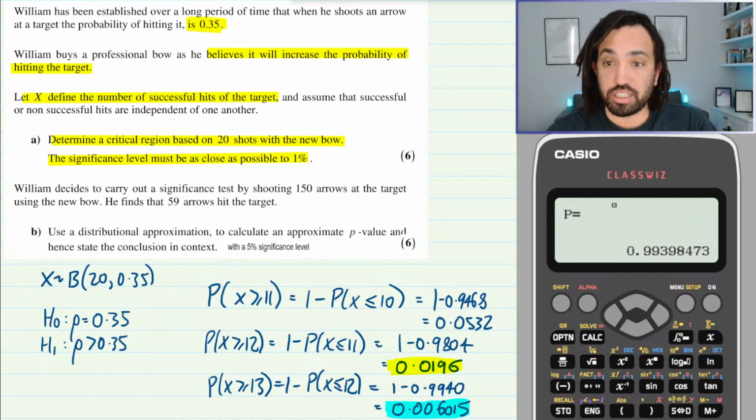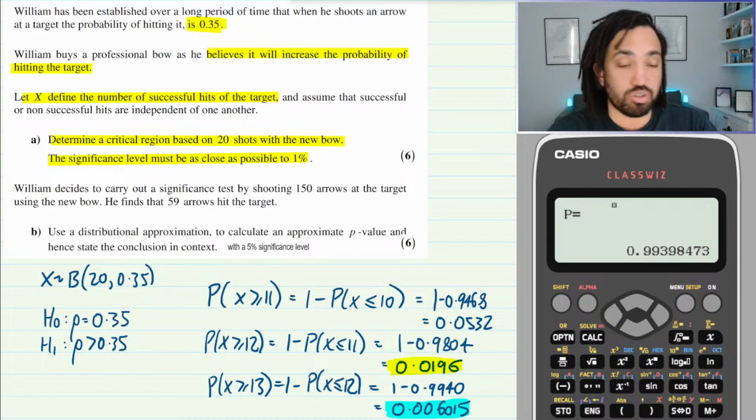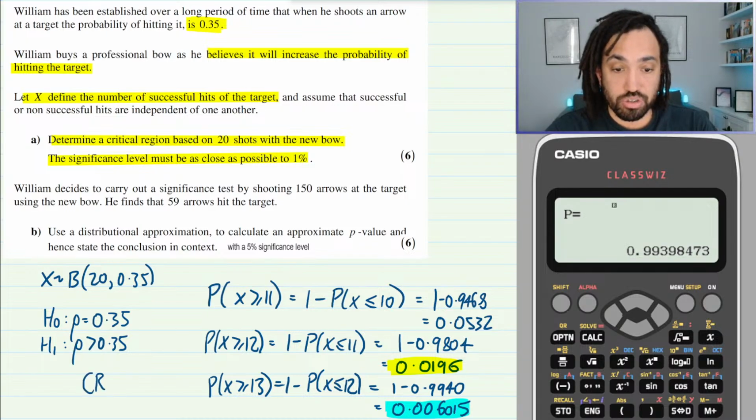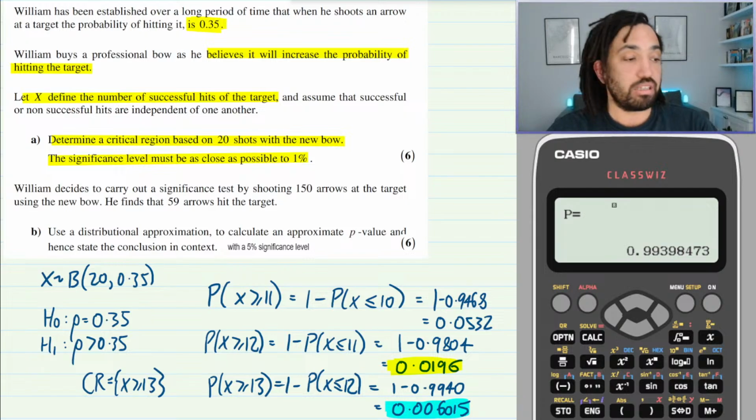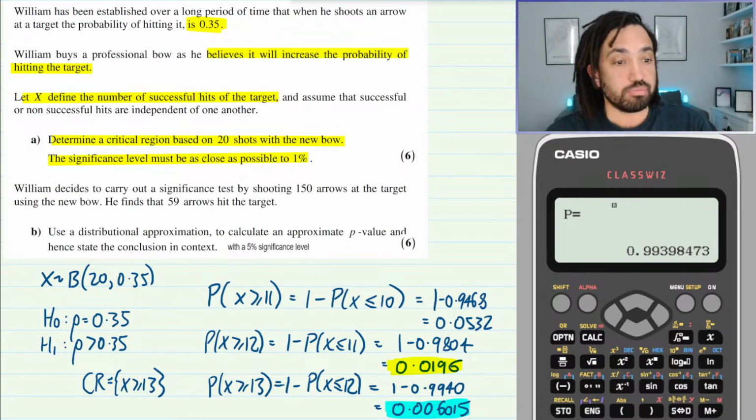Okay, so yes, the critical region is that x is greater than or equal to 13. That's the critical region. Bosh. Okay.